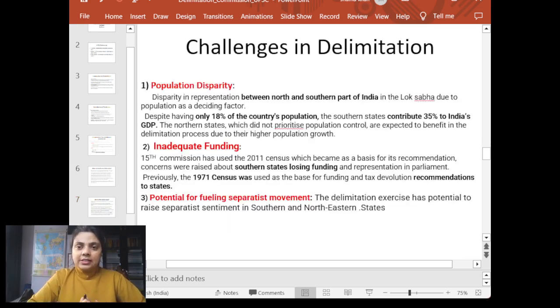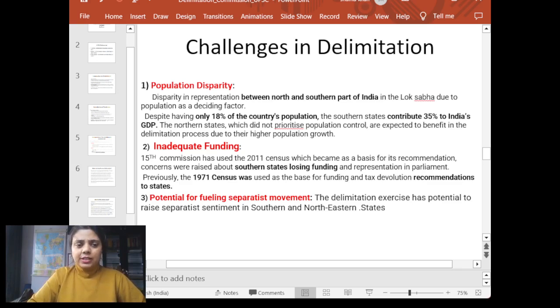So what are the challenges in delimitation? As I already said, population disparity, the north and south India division. We can see one fact: the southern states are only 18% of the population, but they contribute 35% to India's GDP. But when it comes to the northern states, the population is too high and their contribution to GDP is not much in comparison to the southern states.